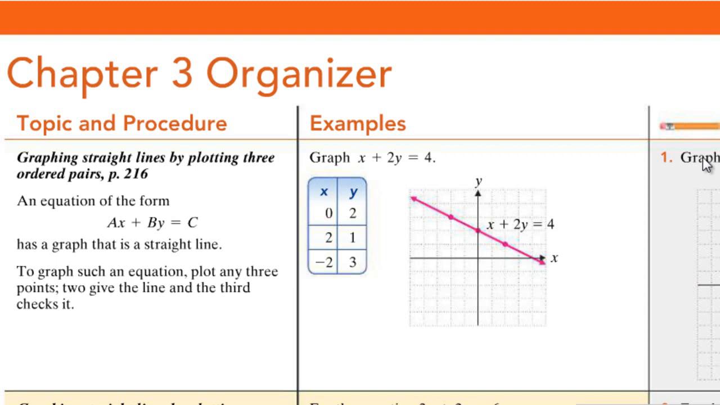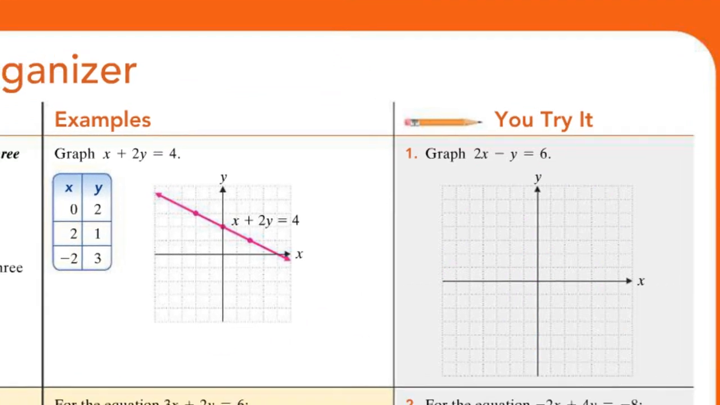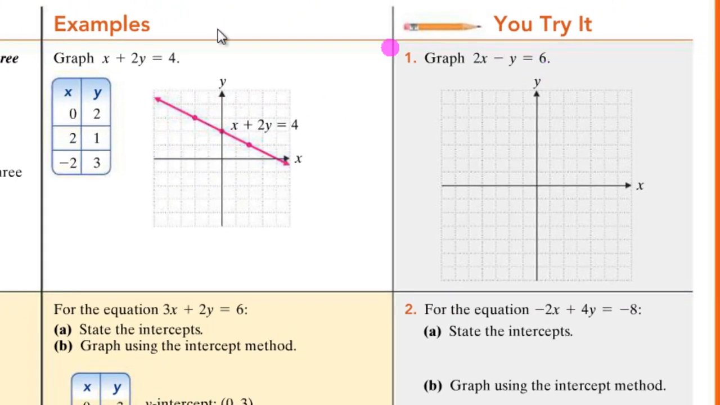And then I wanted to show you the You Try It. As you do the You Try It problems here, you can once again locate the answers to these problems in the back of the book. So we're going to come back over here. And notice this first problem was to graph 2x minus y equals 6. This is a chapter 3 organizer.